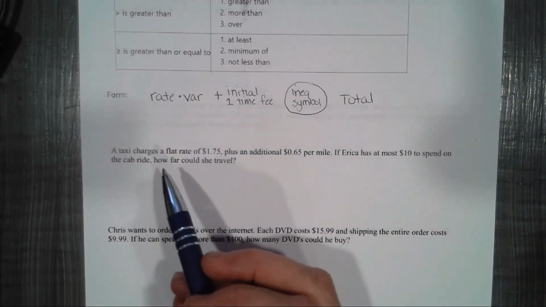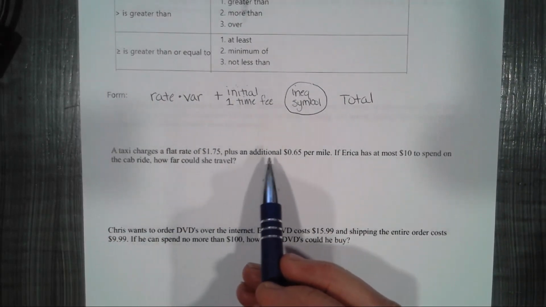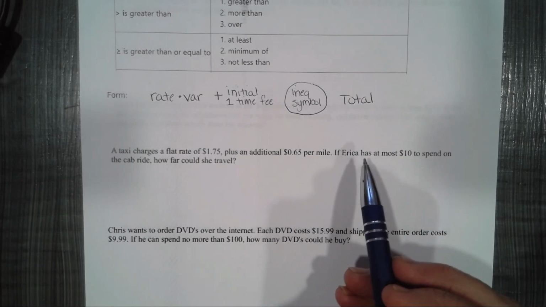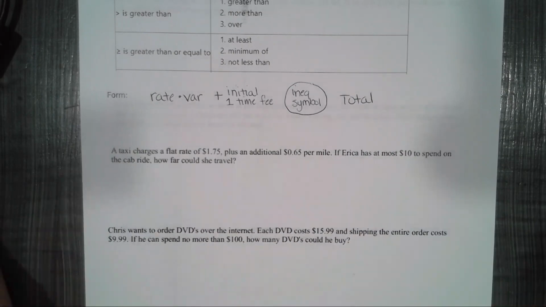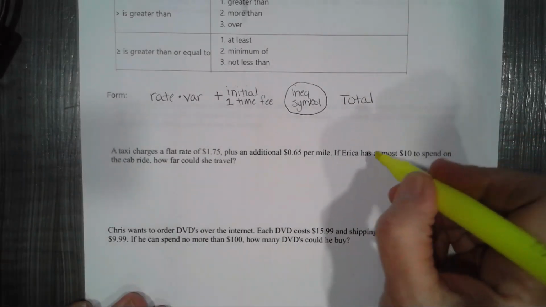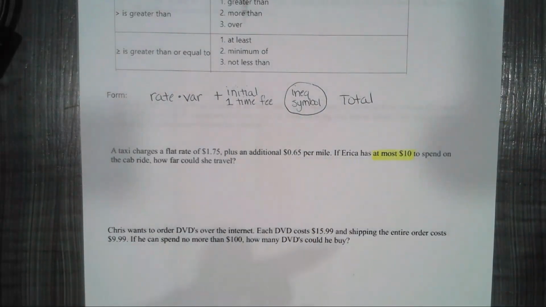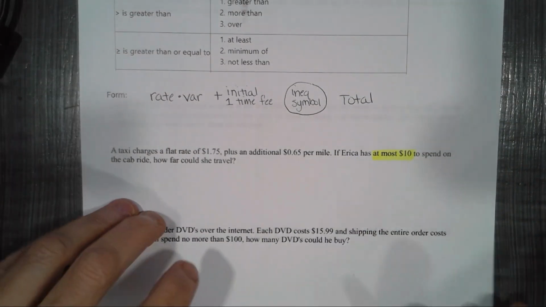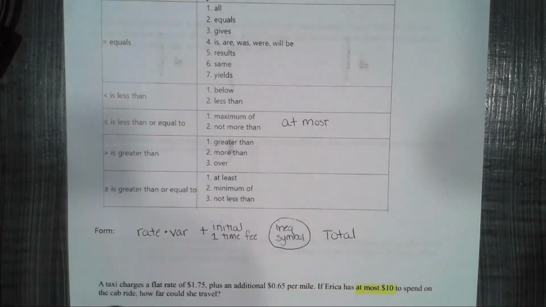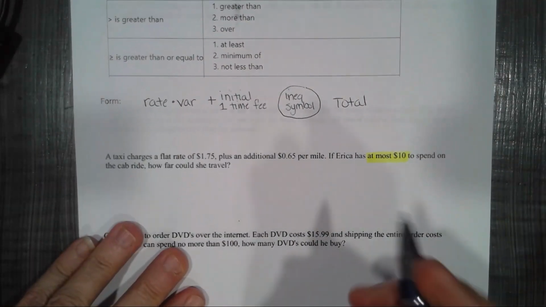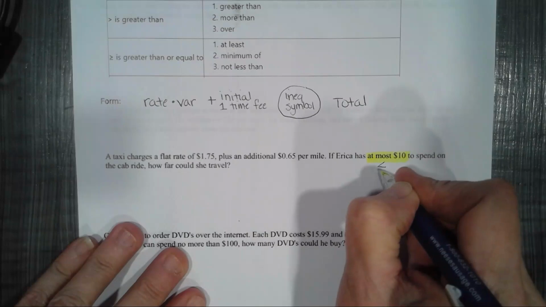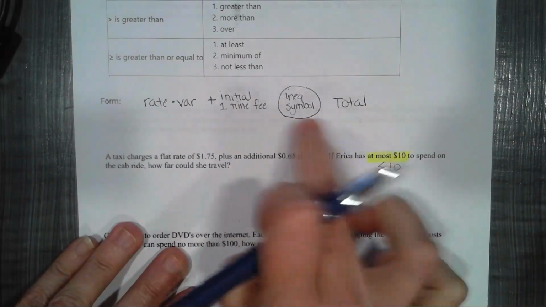So, let's start here. A taxi charges a flat rate of $1.75 plus 65 cents a mile. If Erica has at most $10. So I always do the inequality and the total first. Find that. So here we are with at most $10. And if you look back, at most is a less than or equal to sign. So this is going to be less than or equal to 10. Okay, so we got this part.